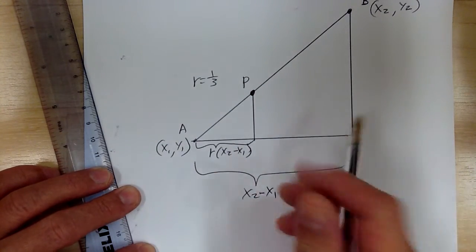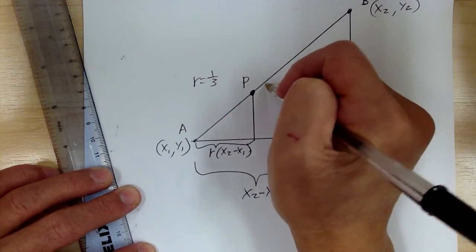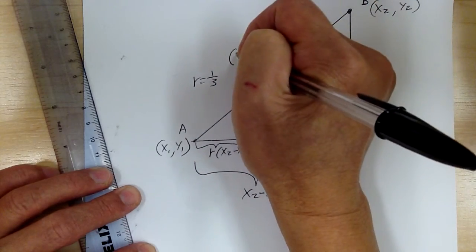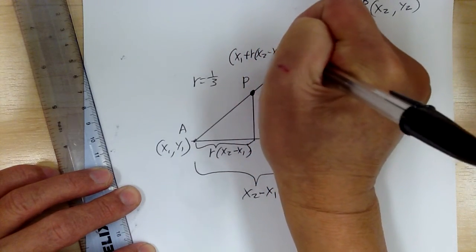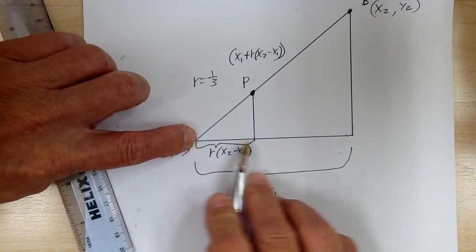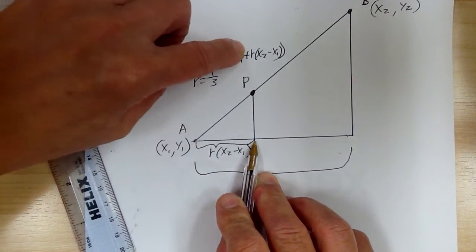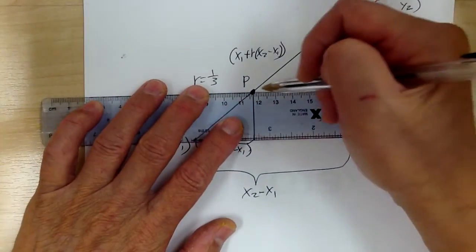And so this coordinate, for the x coordinate, would be x1 plus r times x2 minus x1, because x1 is your starting point, and you add this length, and therefore you get that. Okay, and you can do the same thing for y, right?